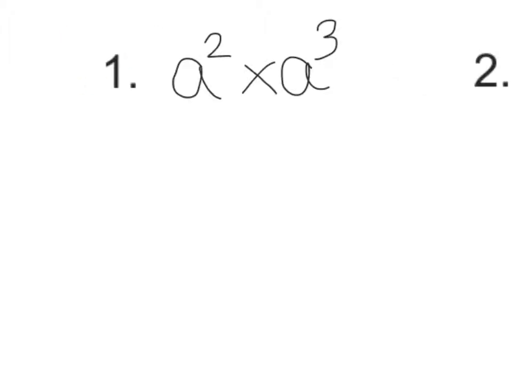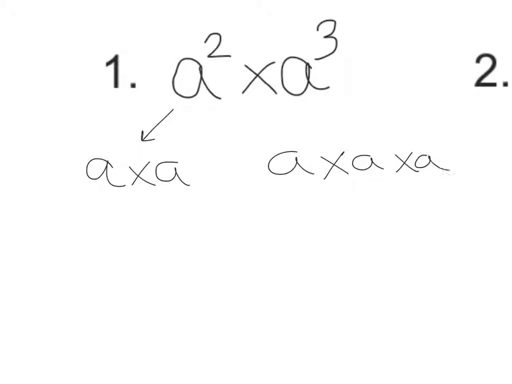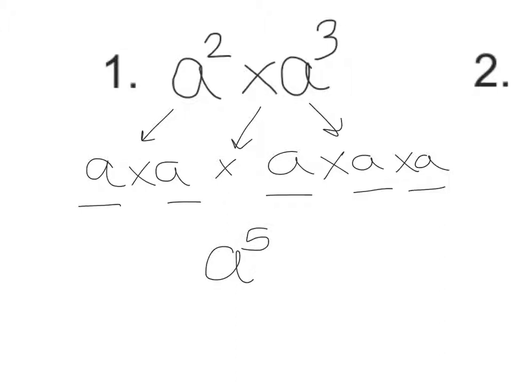For this first one, we're going to break it down a bit. We've got a squared multiplied by a cubed, which means a times a, that's a squared. And then we've got a times a times a, that's a cubed, and I'm multiplying them together. So in total, 1, 2, 3, 4, 5, a is multiplied by itself 5 times, a to the power of 5. Now you might have thought you had to multiply these two numbers, but that's not actually true.